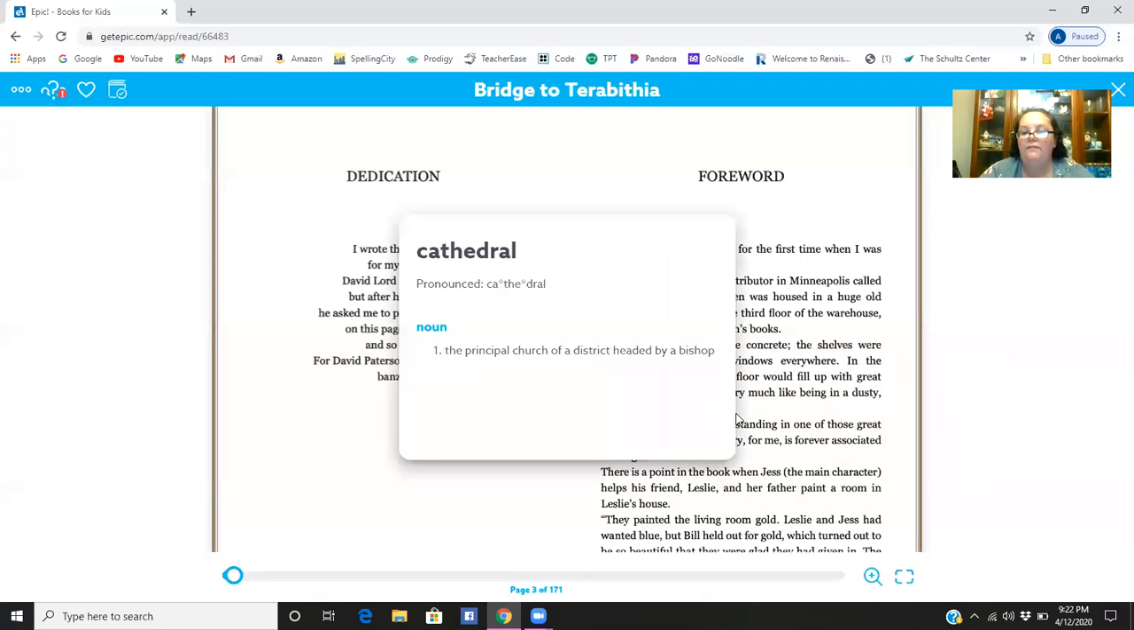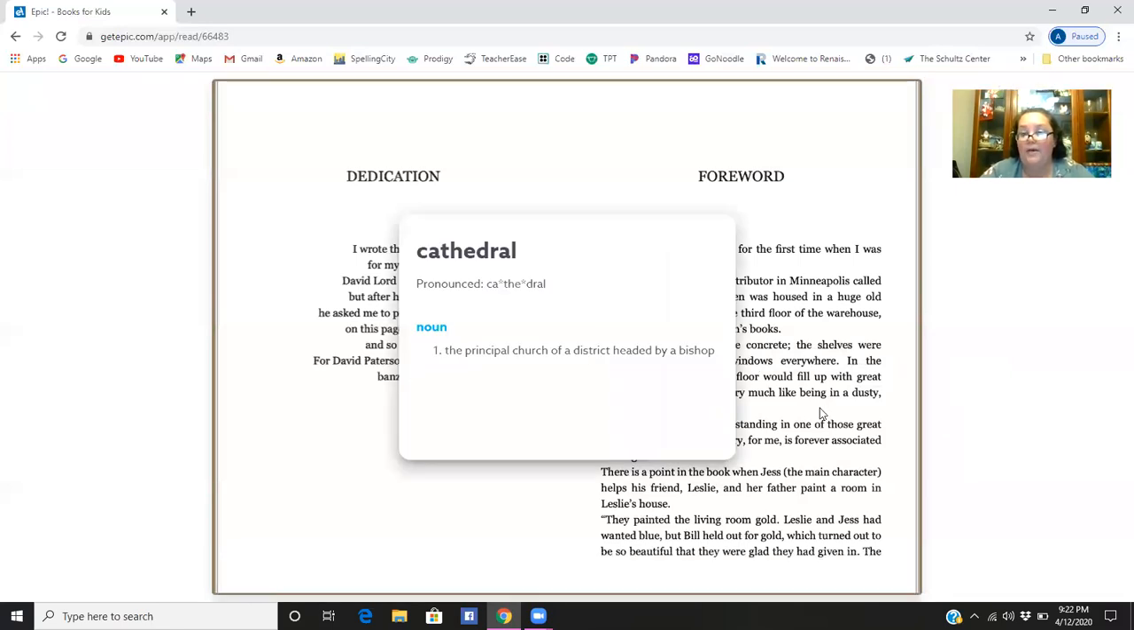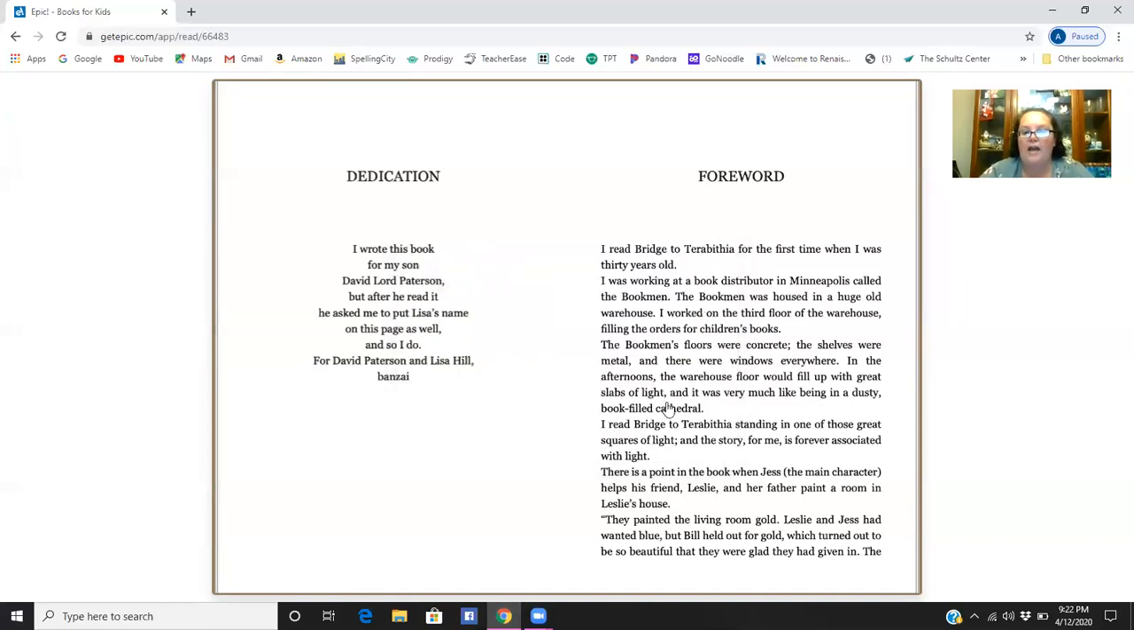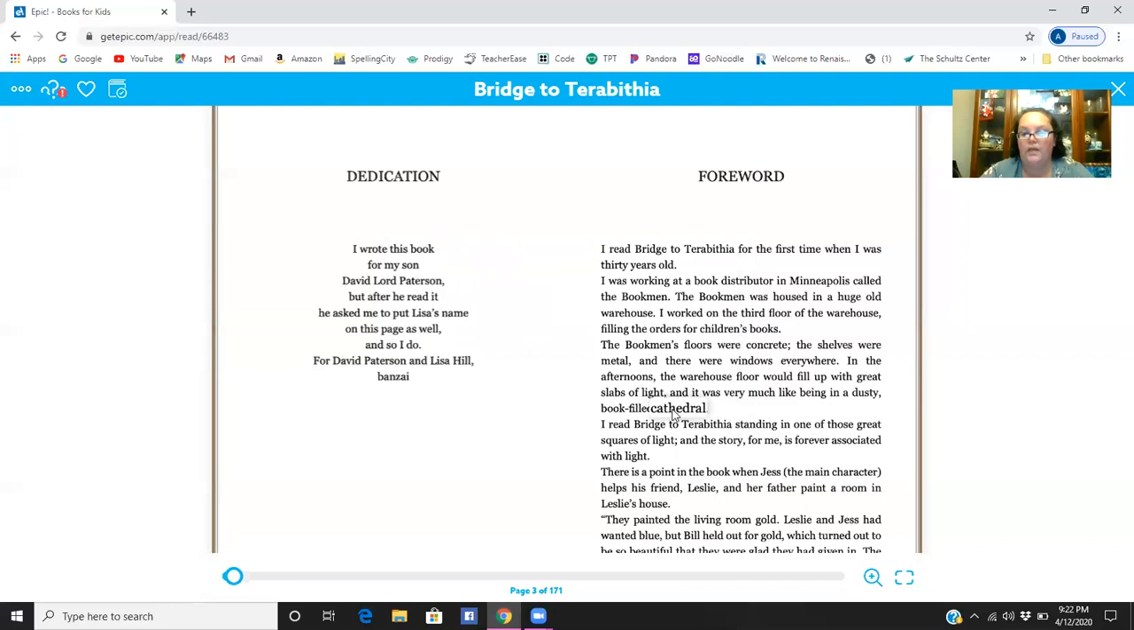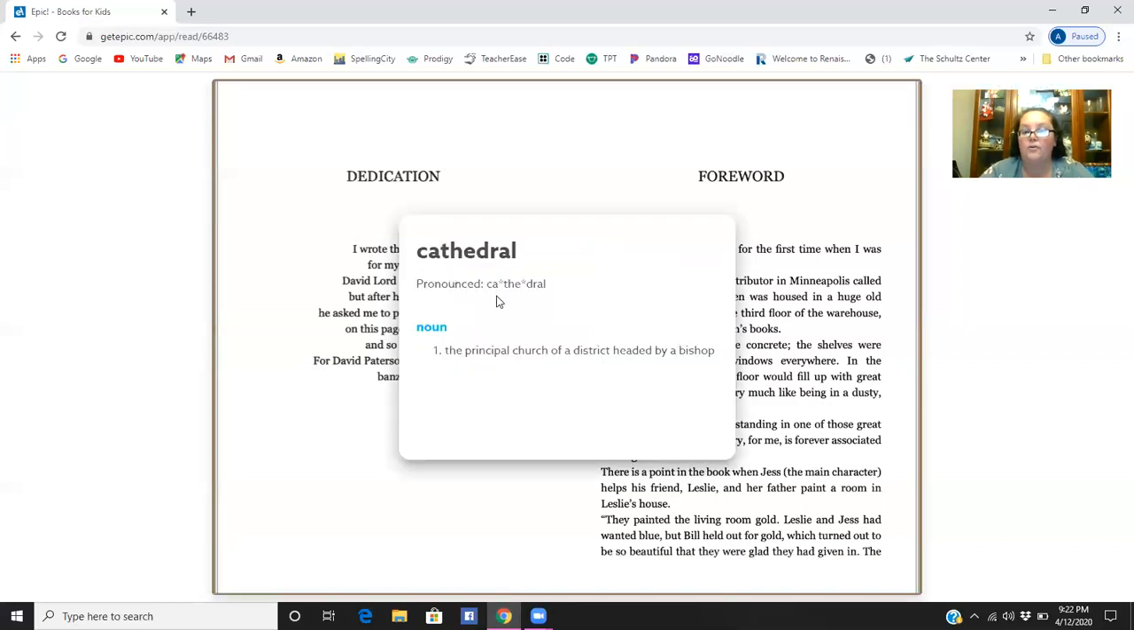Now, if at any time when you are on Epic, you do not understand a word, you can click on that word. So I clicked on cathedral, and it pulls up how to pronounce the word cathedral, tells you that it is a noun, and gives you the definition. Pretty cool, right? So the definition of a cathedral is the principal church of a district headed by a bishop. So a really big church.